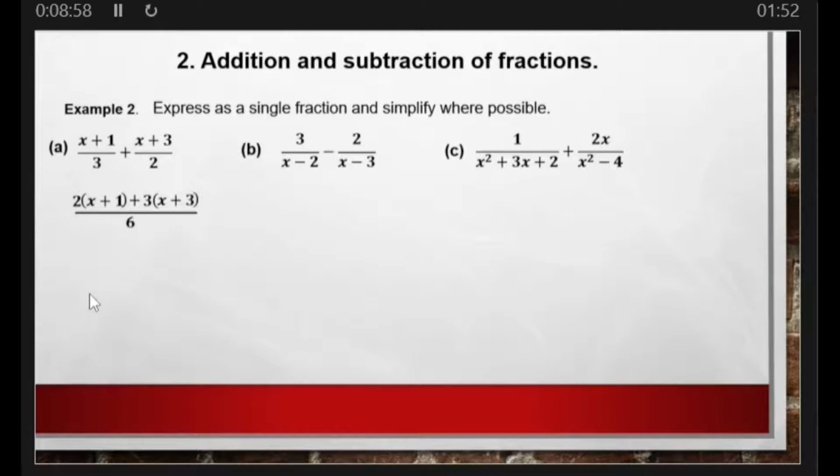Then what will follow next is opening the brackets, or expanding these expressions, by multiplying the numbers in front of the brackets with what is inside the brackets. So we'll begin with 2. Here we'll simply say 2 times x, which will be 2x, then 2 times 1, which will be plus 2. Then we put our plus here, then 3 times x, which will be 3x, then 3 times 3, which will be 9, then over the same 6 will drop here.